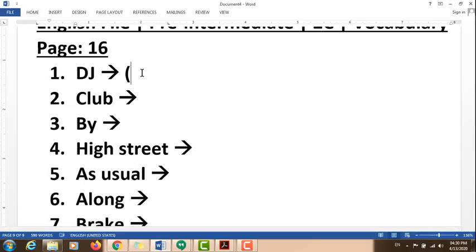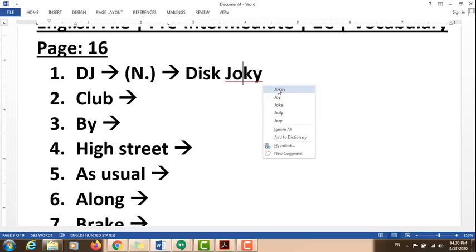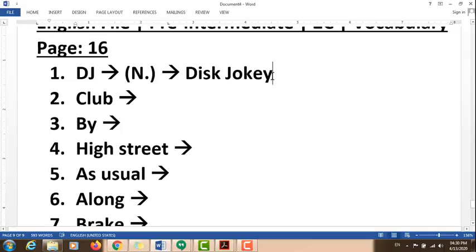The first word is a noun. Okay, the first word is what? A noun. So the full form is disc jockey. What does it mean? A person who plays music in parties and clubs, usually nightclubs. They play music there, and they have headphones on their head, and they have a DJ system all around in front of them, and then they play different kinds of music and mix up the music. Okay, so it's called disc jockey. In Dari we also call it disc jockey.